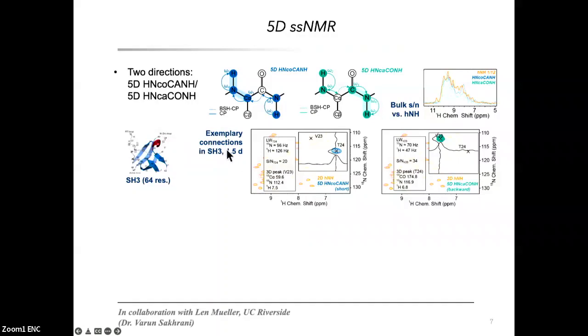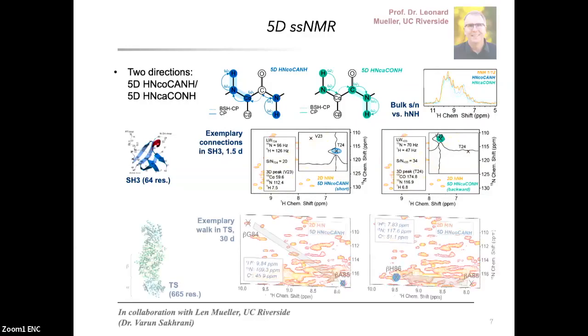So this is recorded within 1.5 days on the small protein SH3 domain, which Lauren also just mentioned. And we already get beautiful spectra here, looking at a 2D HN plane that gives us the chemical shifts of T24 at the H, C, and N positions of the preceding V23. And in this case, we have the backwards walk where we look at T24 shifts H, N, and C alpha, and we get the amide N and the amide H of the preceding V23.